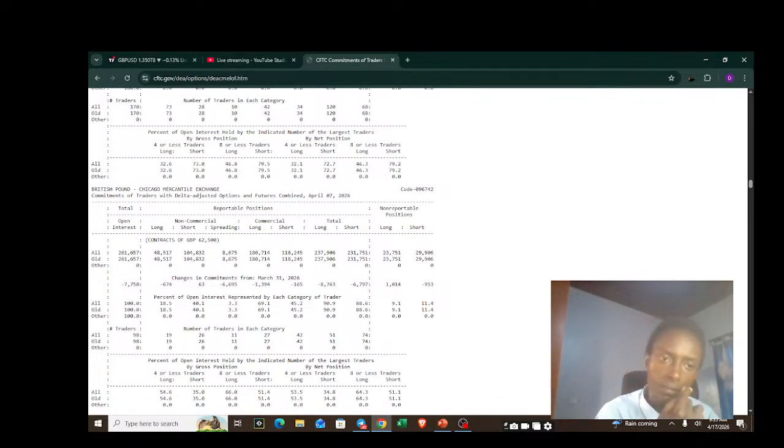Now looking at GBP USD, we have 104 short contracts of the pound. So whatever pound it is, whether it's pound CHF, pound CAD, pound, whatever.